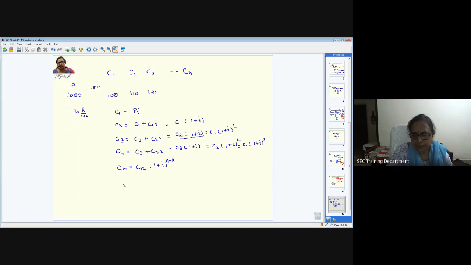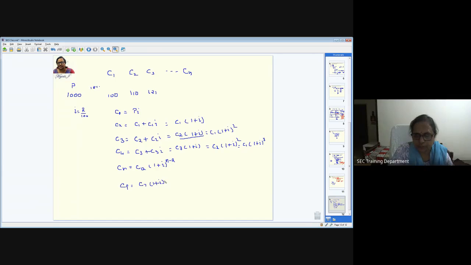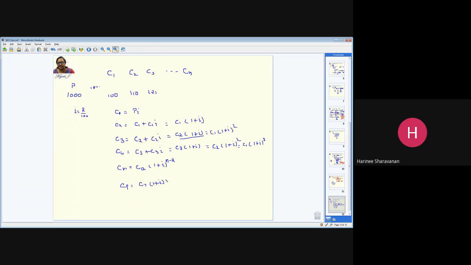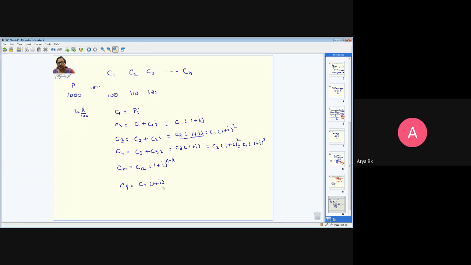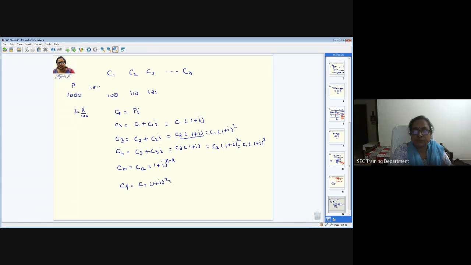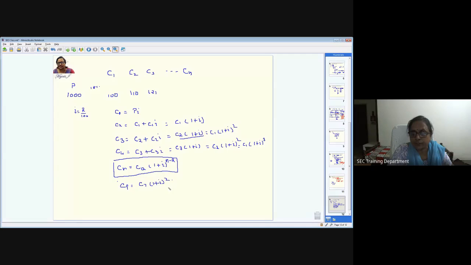Or I can say C1 to the power 3. So in case I write C9 equal to C7 into 1 plus I to the power what is it? 8. Can that be 8? 9 minus 7 is 2. Because the sum of these two should be 9. That's all. So this is a very useful formula, because using this you can find out for any year. Suppose you are given the interest for the 9th year and you are asked to find the interest for the 7th year. The interest rate is given. You can find it using this.